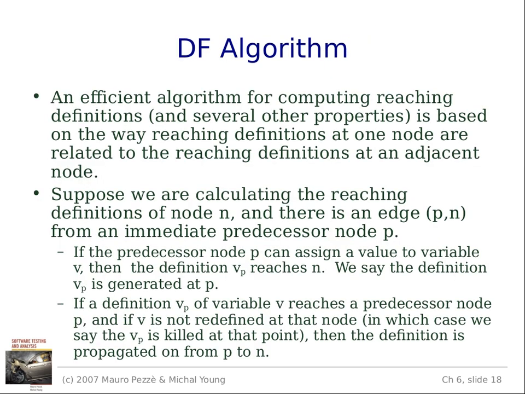So what we have is called the DF algorithm, the data flow algorithm. It's a sufficient algorithm for computing reaching definitions, and actually other properties as well. Now, you'll see that we can extend this.